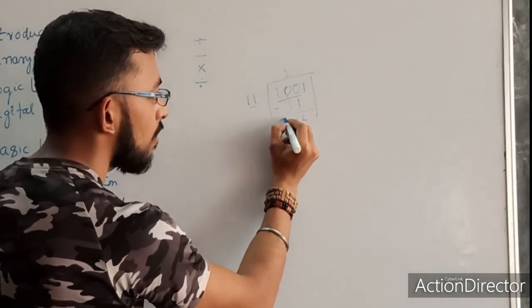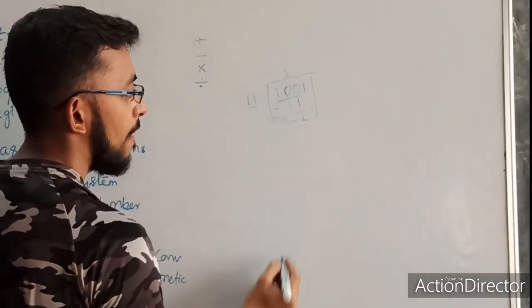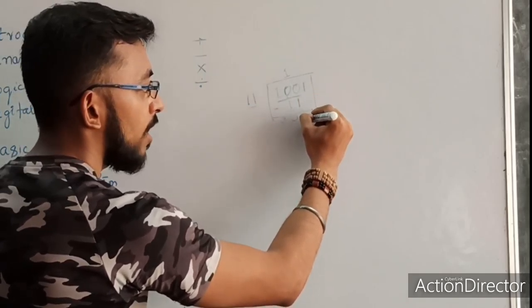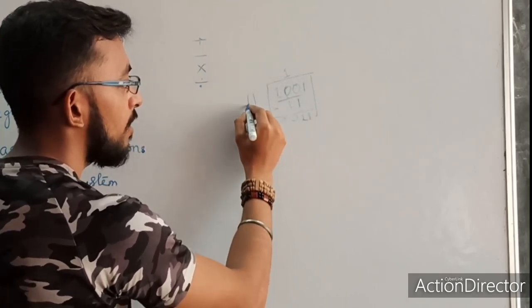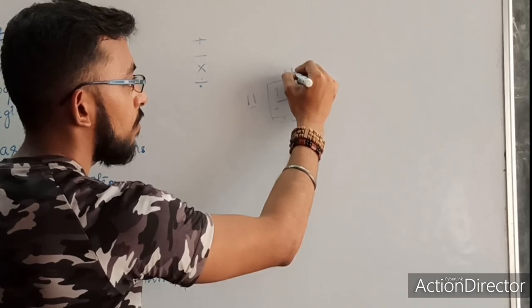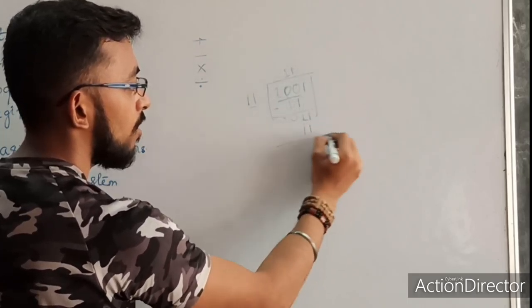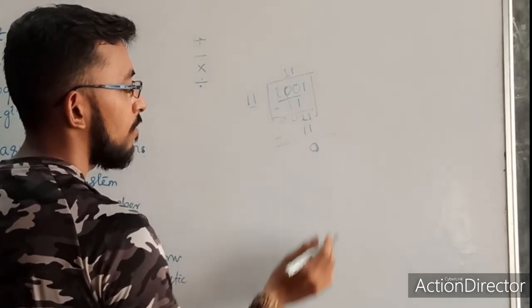And here nothing is there. Zero, already 1 left. That is 0. Again, it will come 1. This 1 will come over here. Now it is 11, 1, 1. So 11 divided by 11 is nothing but 1, 1, which is nothing but a remainder 0.